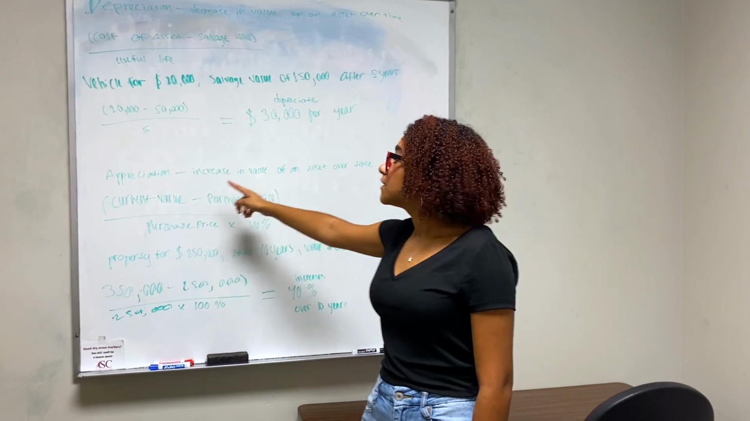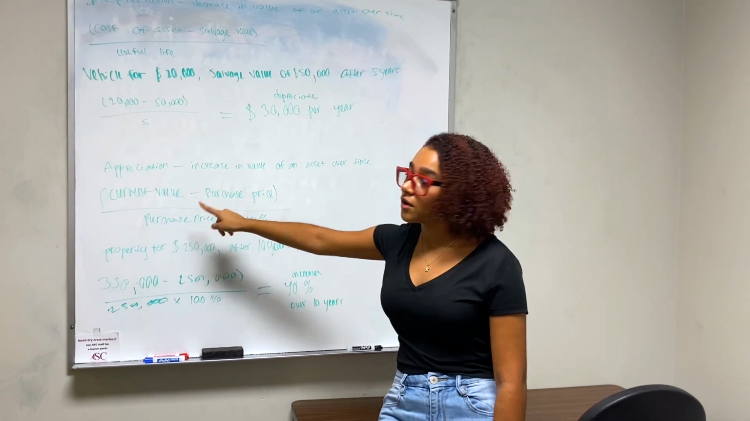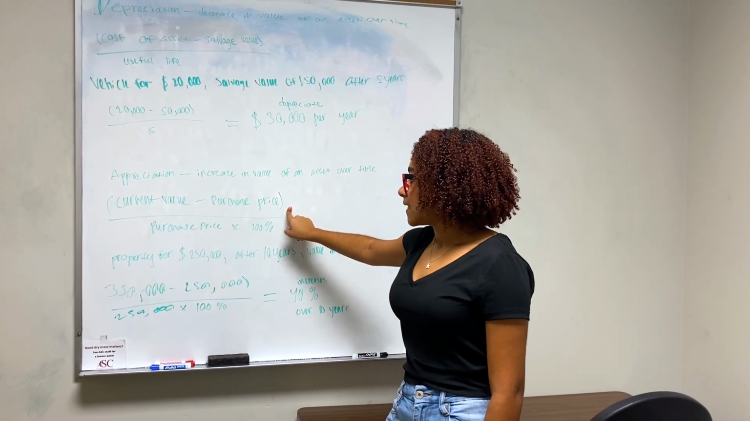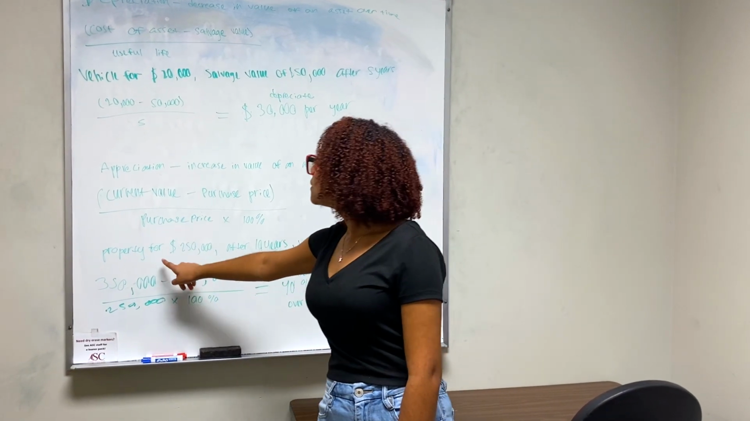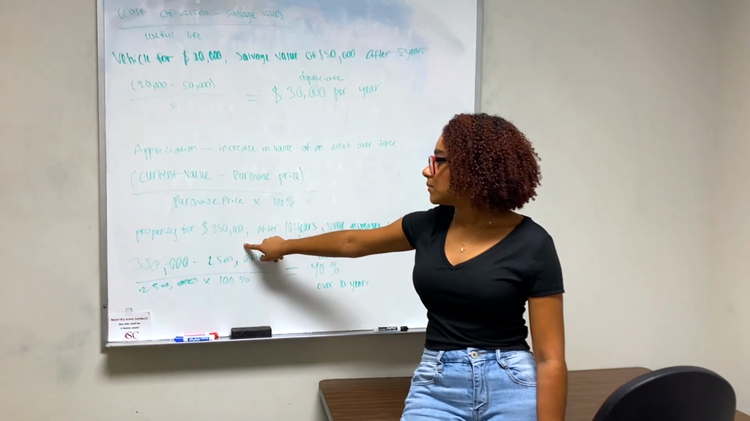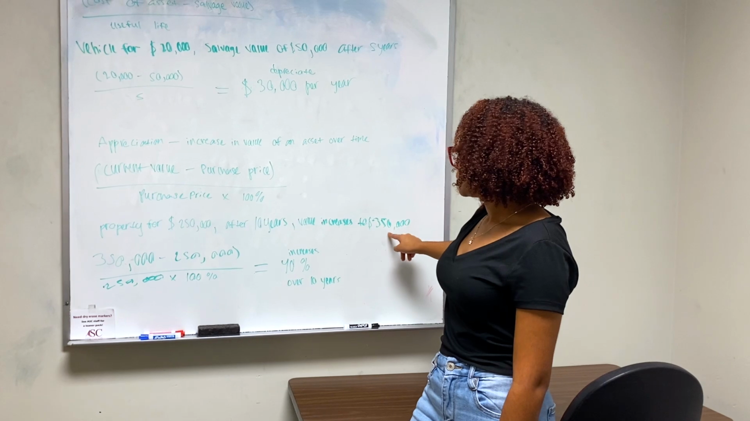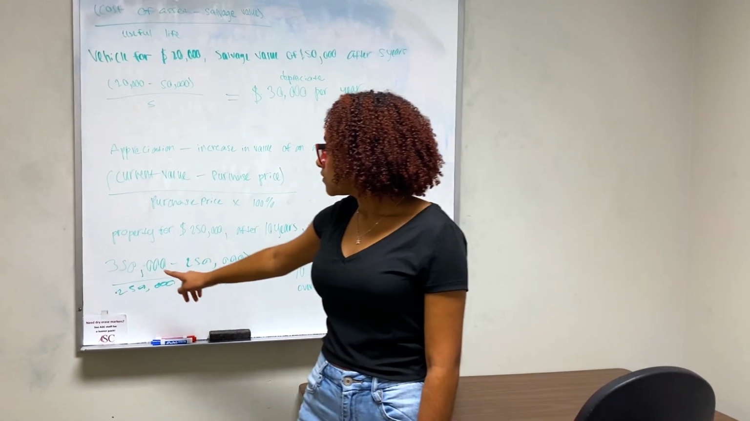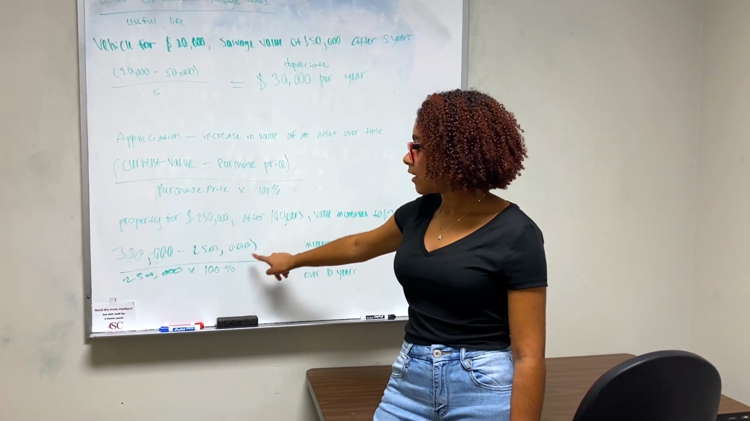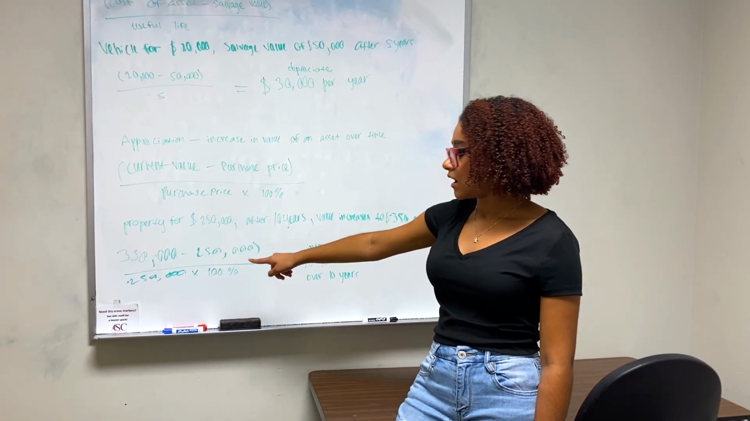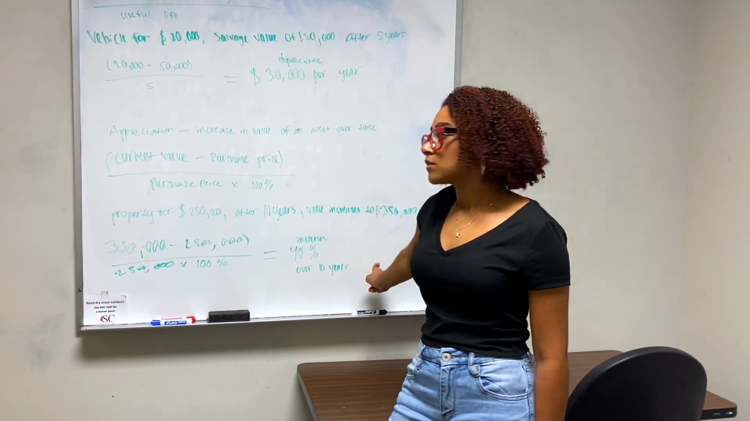For appreciation, that's the increase in the value of an asset over time. So the formula for that would be current value subtract the purchase price, divided by the purchase price, times 100%. An example of that would be the church's value would be like 250,000, and after 10 years the value increases to 350,000. You would do the 350,000 subtract the 250,000 over the 250,000 times 100%, and you would get it increases 40% over 10 years.